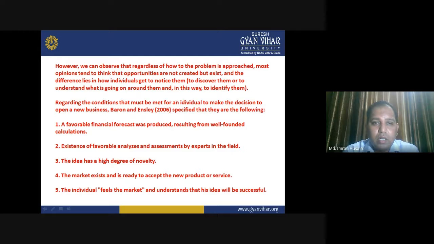Regarding the conditions that must be met for an individual to decide to open a new business, it is specified that they are the following: a favorable financial forecast, resulting from well-founded calculations; existence of favorable analysis and assessment by experts in the field; the idea has a high degree of novelty; the market exists and is ready to accept the new product or service; the individual feels the market and understands that his idea will be successful.